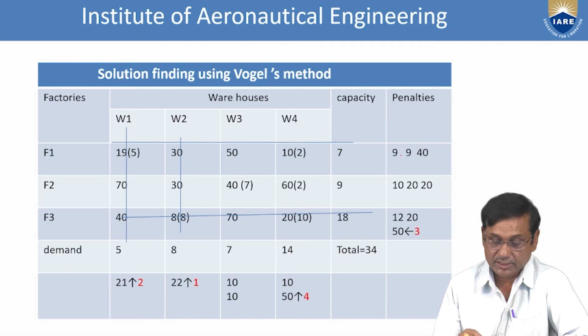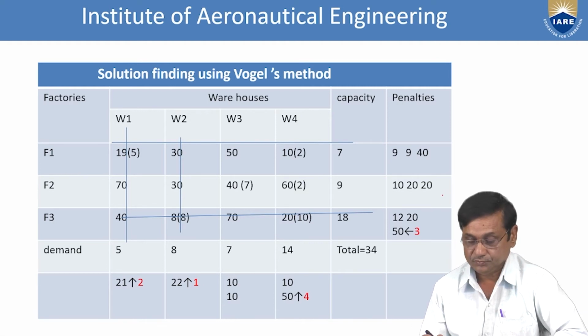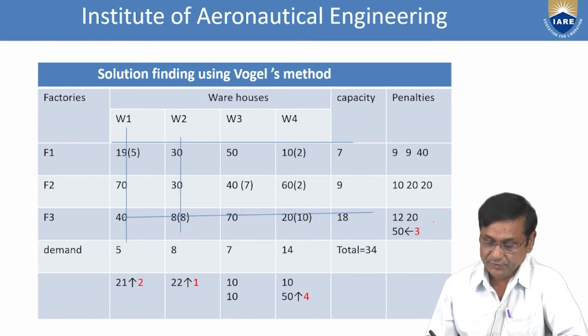So, now the penalties are 50 minus 10 is 40, 60 minus 40 is 20. So, the highest penalty is 50, so that you can assign the lowest element is 10, you can assign 20 units. So, and cross out that column, cross out that row.